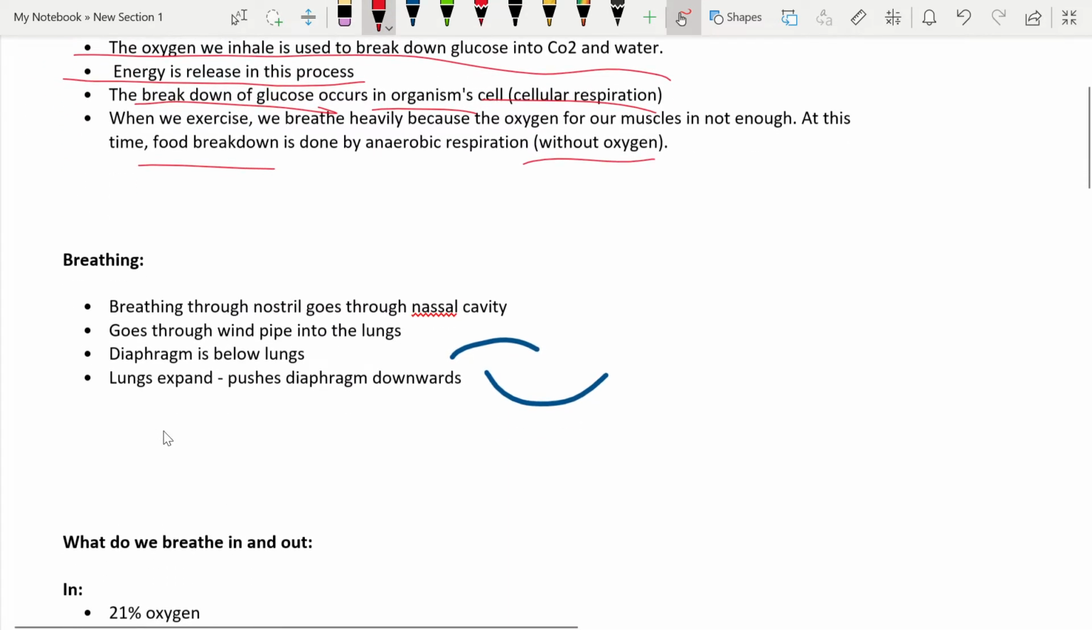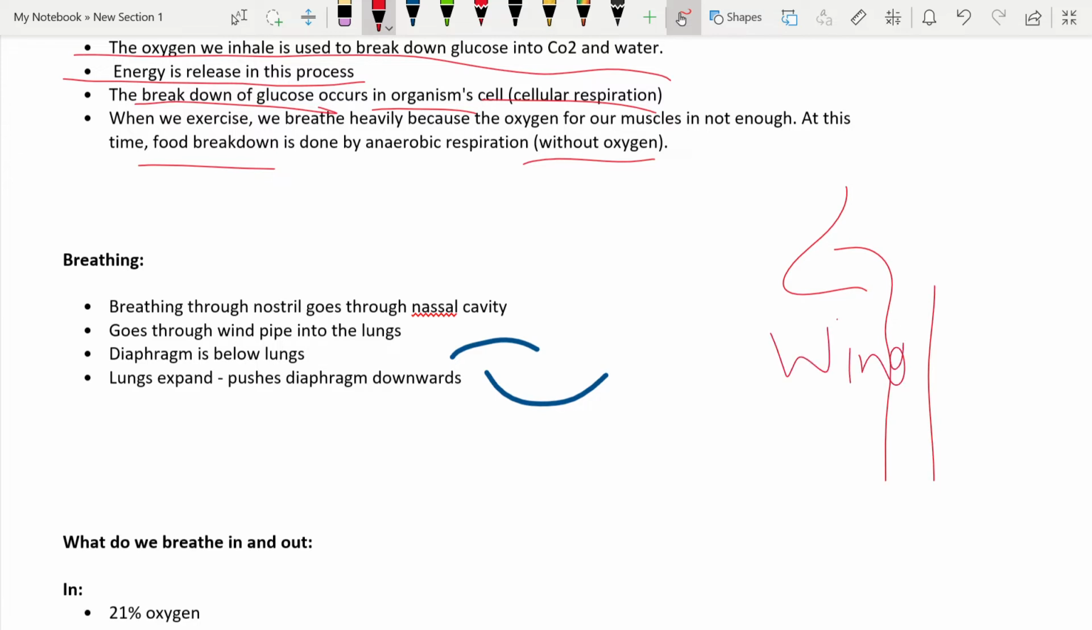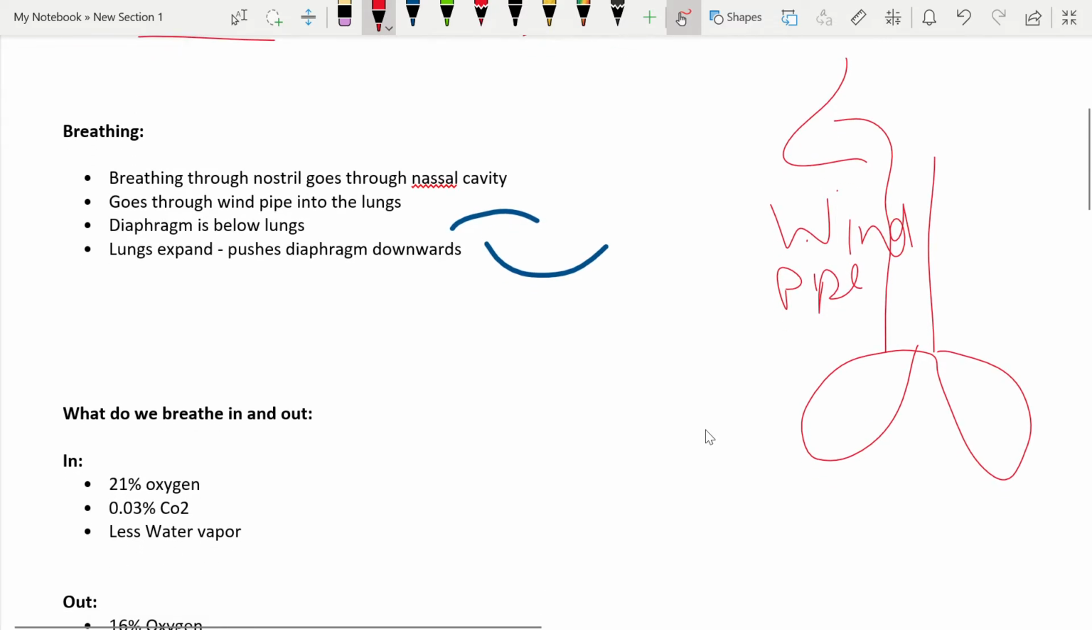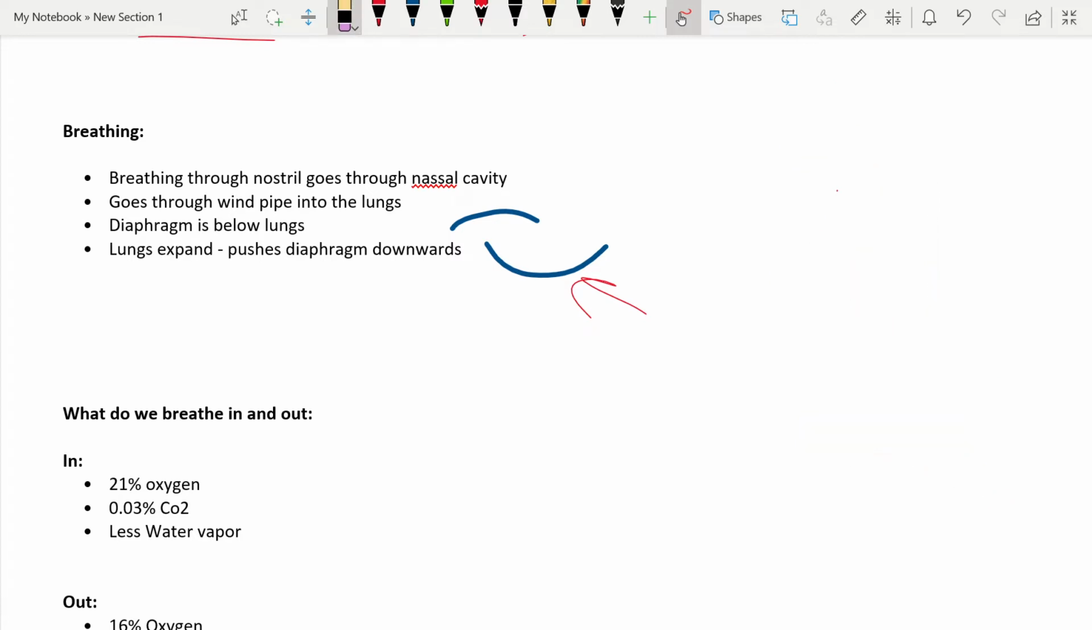Breathing through the nostrils goes through the nasal cavity, then through the windpipe into the lungs. So let's draw our nose. It goes through, this is our windpipe, and then it goes into our lungs. The diaphragm is below our lungs and looks like a curve. When we inhale, our lungs expand and push the diaphragm downward, so it will look like that.